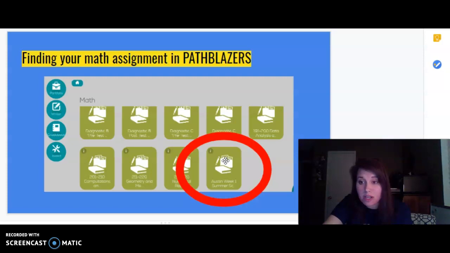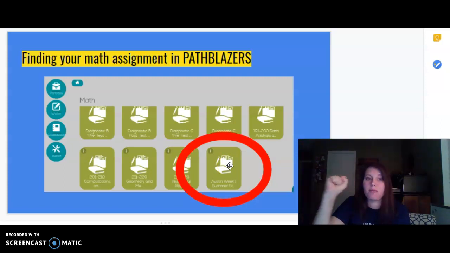If you don't see your assignment in there and it's blank, that means I did something wrong and I need to go in and fix it, because you're not going to get any better if there's nothing there. So you'll click on Austin week 1 and it'll take you straight to where you're working on place value.